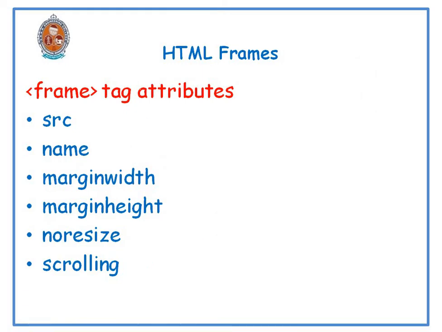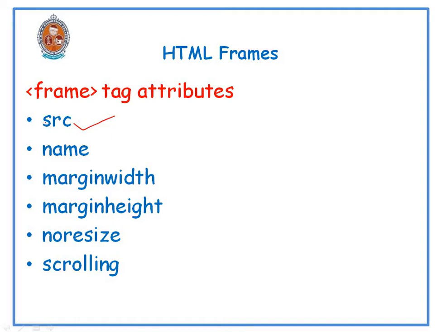Coming to the frame tag attributes, the first attribute is src. Second one name, third one margin width, then margin height, noresize, and scrolling. Coming to the first one, src: the attribute src is used to give the file name that should be loaded in the frame. So src specifies the source of the file that should be loaded in that particular frame.